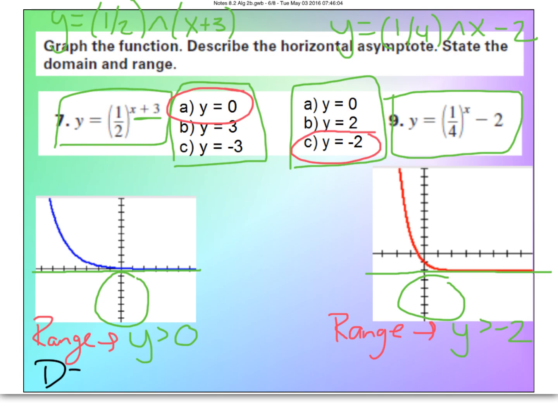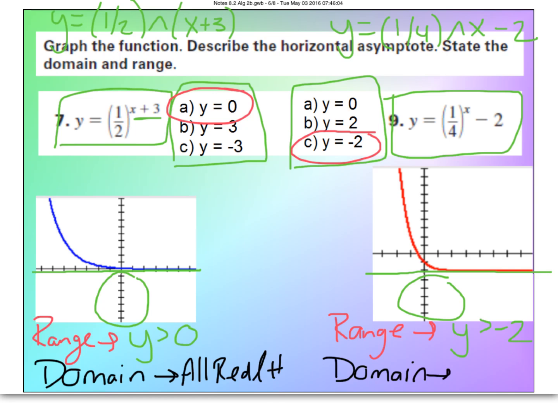The domain is the x values. Remember, domain and range are alphabetical. X is domain, range is y. The domain for all exponential functions, everything works. There's no number that will make this graph break and have breaks in it. So the domain is all real numbers. And I'm just going to piggyback and say that for both.